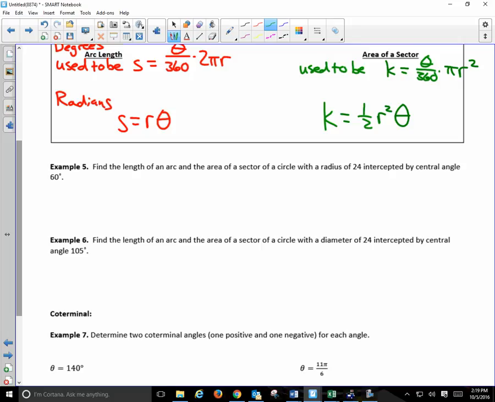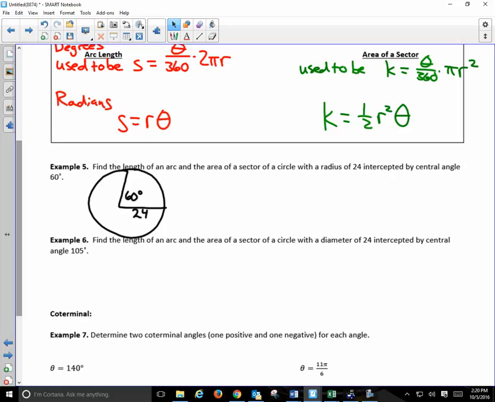Everybody okay? All right, so if you have your calculator, make sure you got that. It says find the length of an arc and the area of a sector of a circle with radius 24 intercepted by a central angle of 60 degrees. Okay, so that's my picture. I have an angle of 60 degrees, and I have a radius of 24.